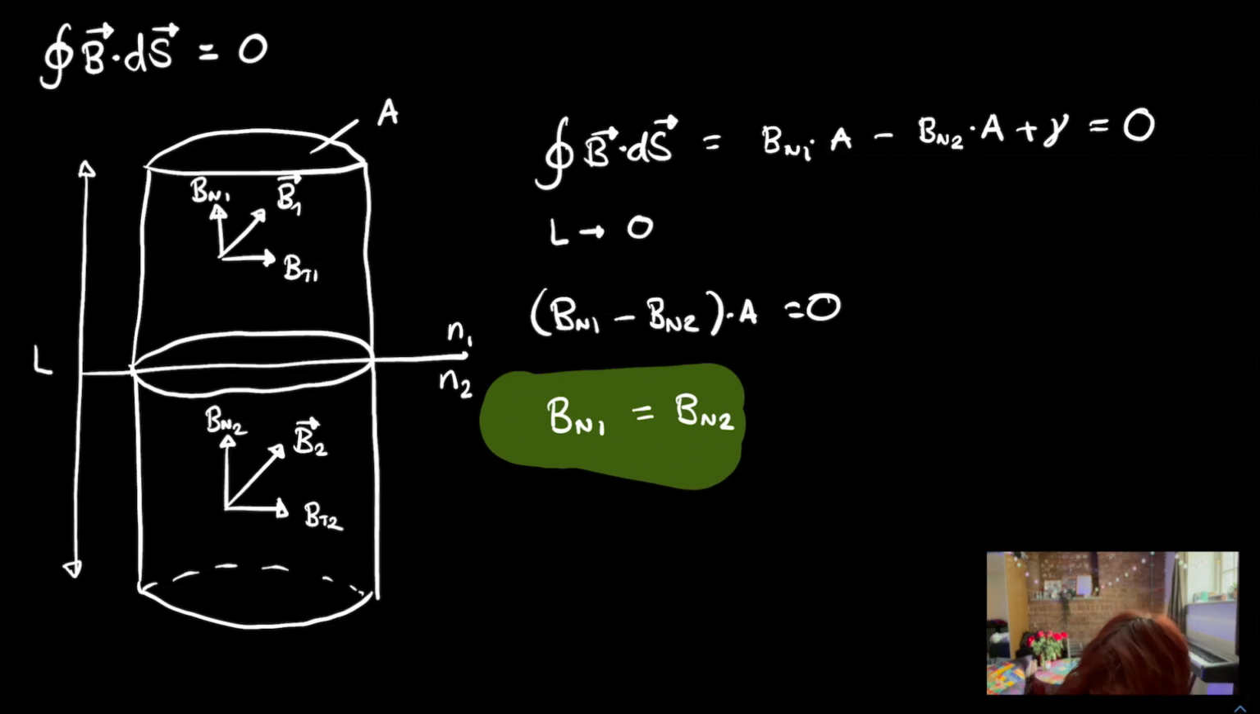We find that for the B field, the normal component of B is continuous across the boundary right here. So again, this is different to the electric field, but it's actually very similar to the electric displacement field D. So only one more Maxwell equation to go and only one more Maxwell boundary condition to go. Let's go ahead and do this one.